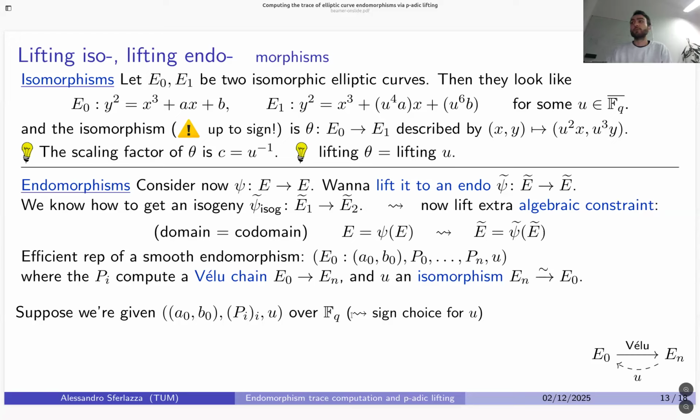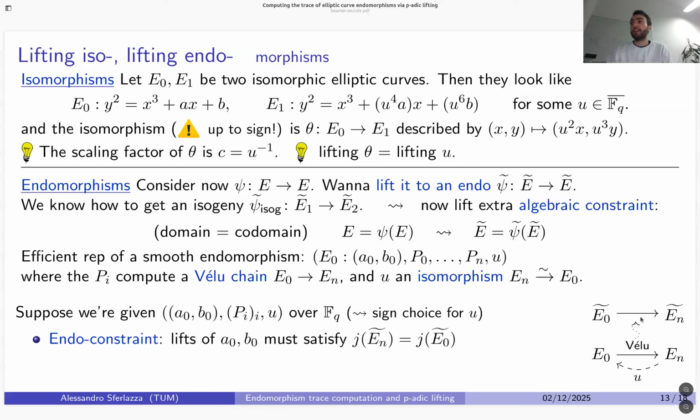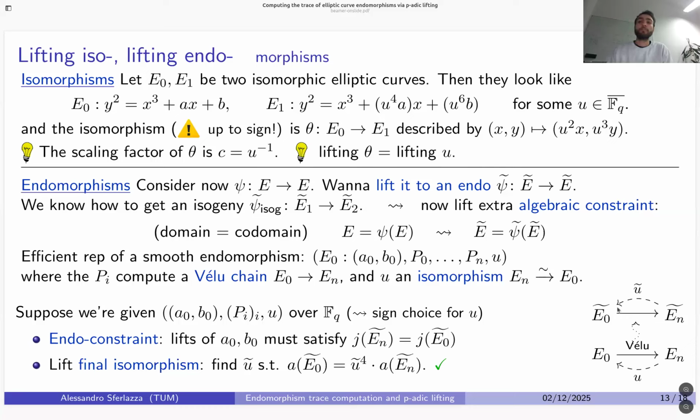So to lift that, well, we first lift the chain as we know how to do, but imposing the extra constraint that the initial curve is the same as the final one. And then once we know that E0 tilde and En tilde are isomorphic, we also lift the isomorphism by just lifting the factor. So that we're sure that the coordinates after the whole cycle here are exactly the same, even over the p-adics, even in a lift.